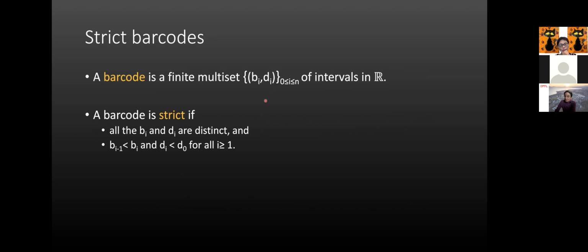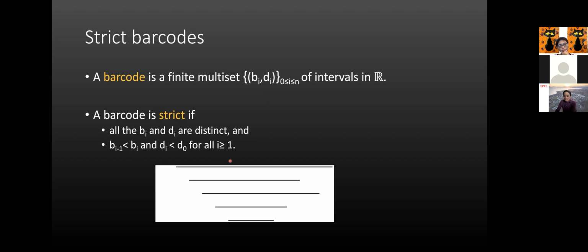We're going to be focusing on strict barcodes, which are ones where all the B_i and D_i are distinct. So that means that it's now a set and not a multiset in particular. I'm going to assume that the B_i, which we call the birth times, sort of the birth time of the interval, D_i the death time of the interval. We'll assume that the birth times are ordered, and that all of the D_i are less than D_0 if i is greater than or equal to 1.